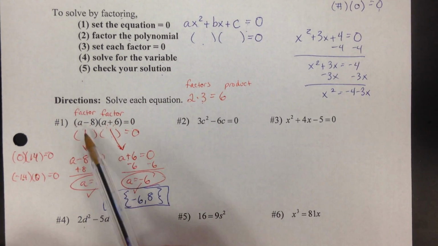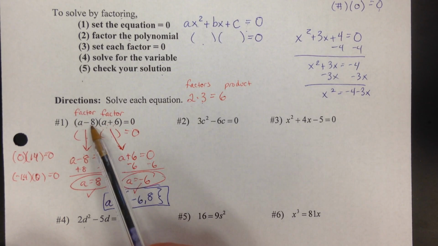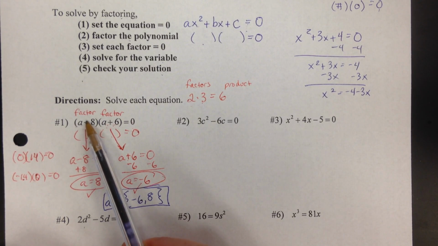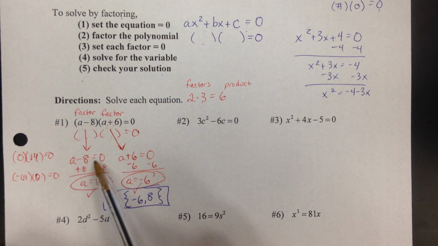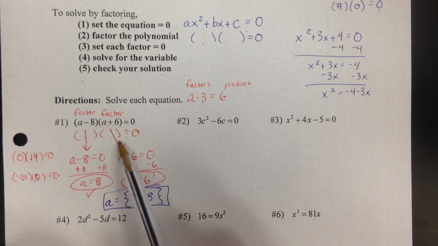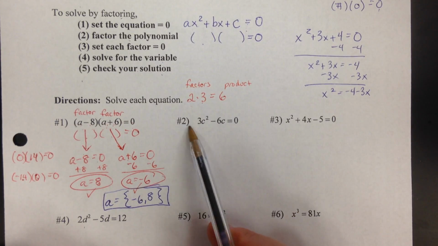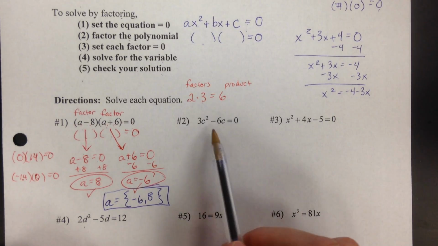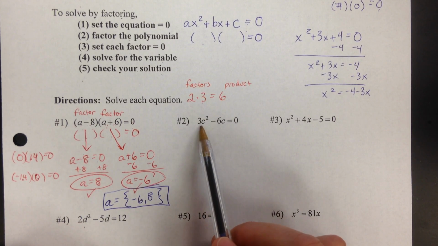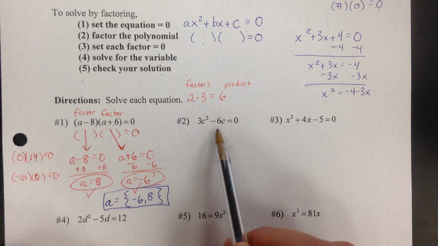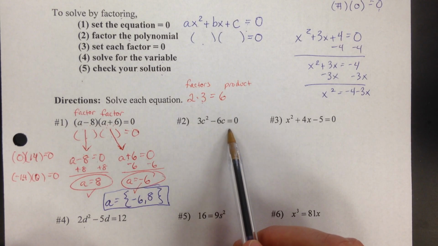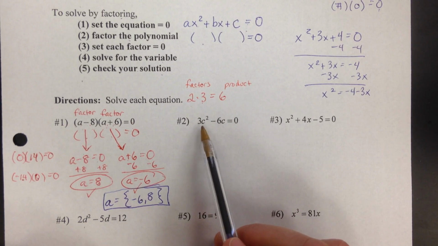Okay, so the idea is to get it into a factored form, because then we can play the game and say either the first factor is equal to 0, solve it, or the second factor is equal to 0, solve it. All right, number 2. Notice that we don't have parentheses here. 3c squared minus 6c is equal to 0. We're still going to factor this.